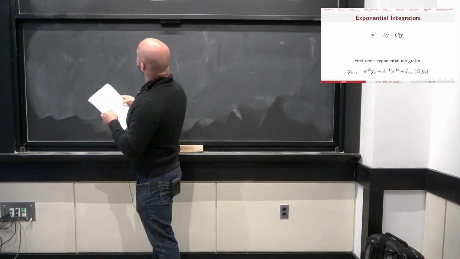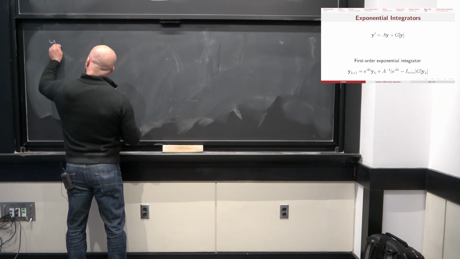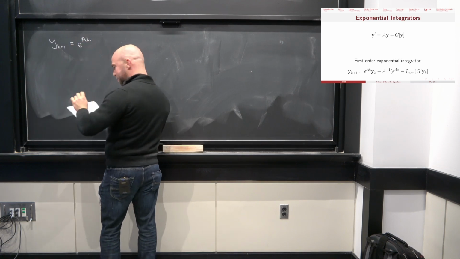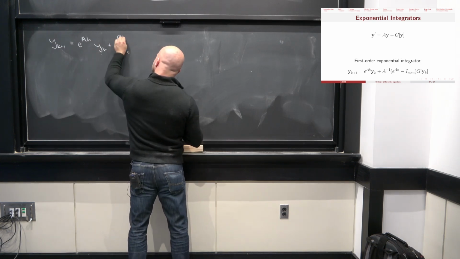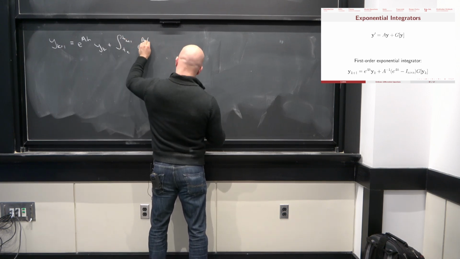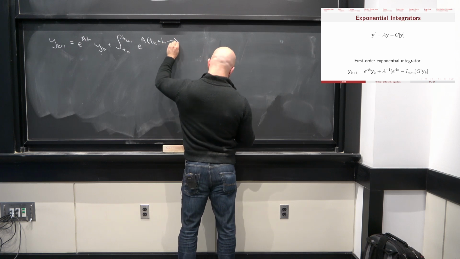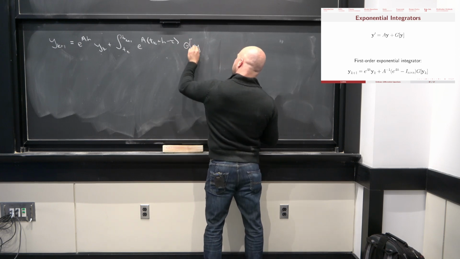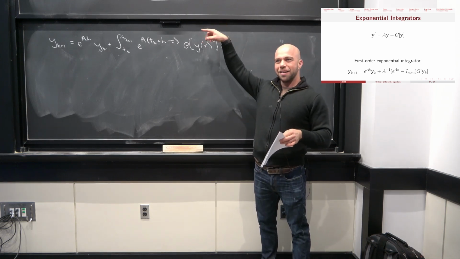So in particular, this was the integral from 0 to t. If we want to derive a time step, we should change this formula ever so slightly to say this is really y_{k+1} equals e to the A h, with h the time step, times y_k, plus the integral from t_k to t_{k+1} of e to the A, being a little careful with this change of variables, (t_k plus h minus tau) G of y of tau d tau. All I did here was shift the previous formula by t_k.